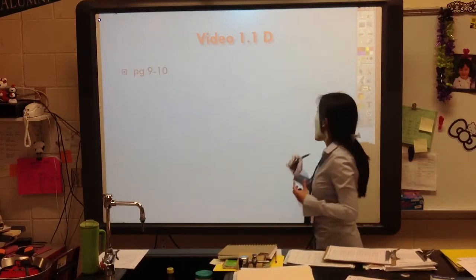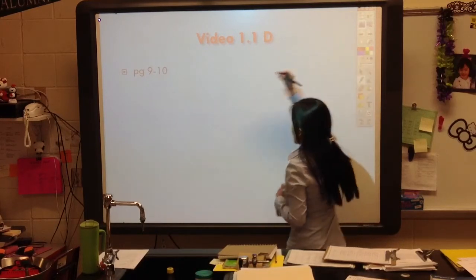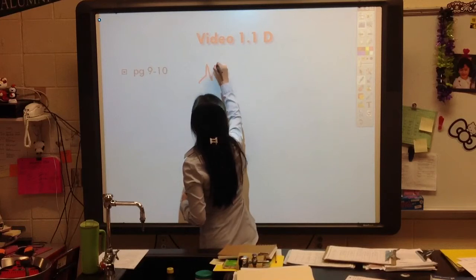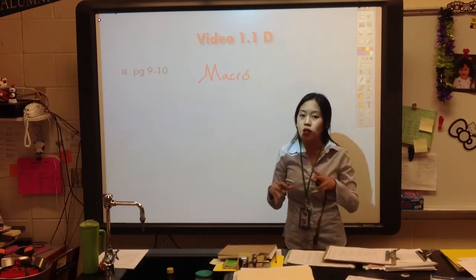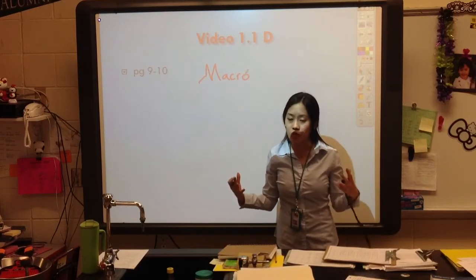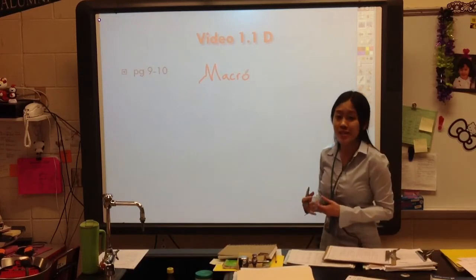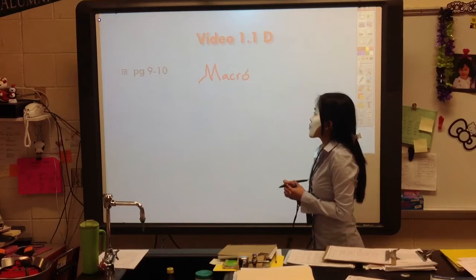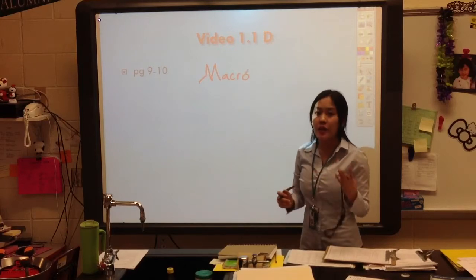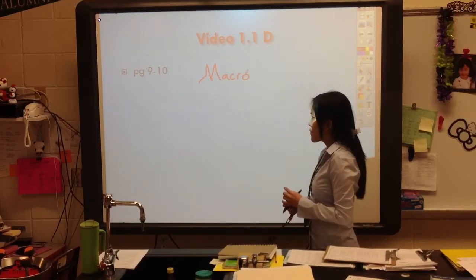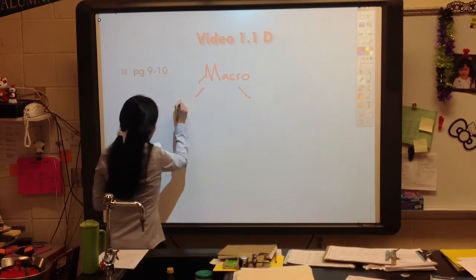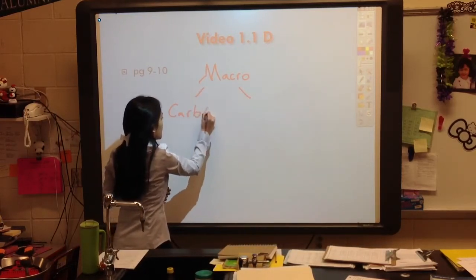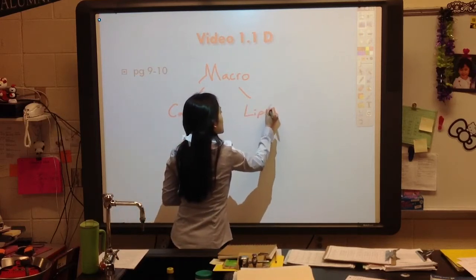Now remember that macro, M-A-C-R-O, macro, means big. So 4 big molecules, or fairly big, at least compared to a cell, molecules that we need to live, to survive. The 2 macromolecules that we talked about last time were carbs and lipids.